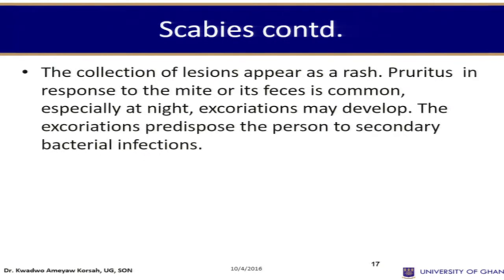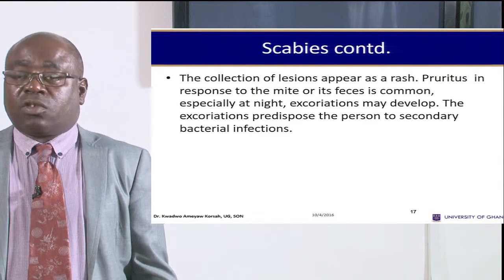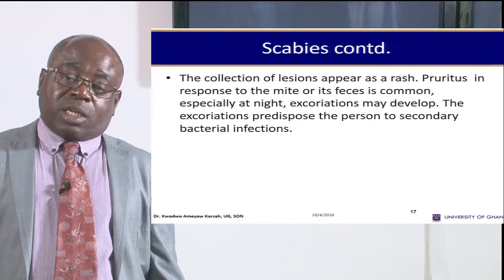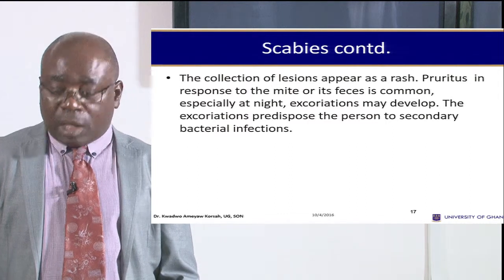The collection of lesions appears as a rash, and pruritus in response to the mite or its feces is common, especially at night. Excoriations may develop, and excoriations predispose the person to secondary bacterial infection, which is a superimposition by a microorganism.